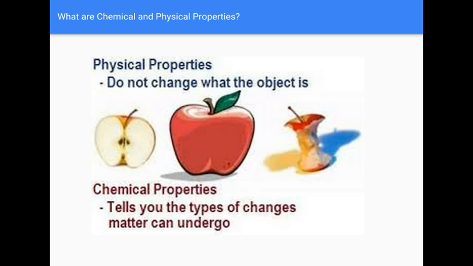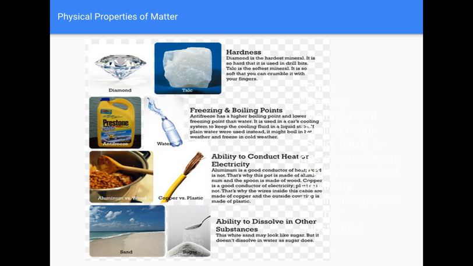A chemical property tells you what kind of changes the matter can undergo. So a chemical property of an apple is that if you let it sit out too long in the air, it will turn brown. And that's a chemical property.